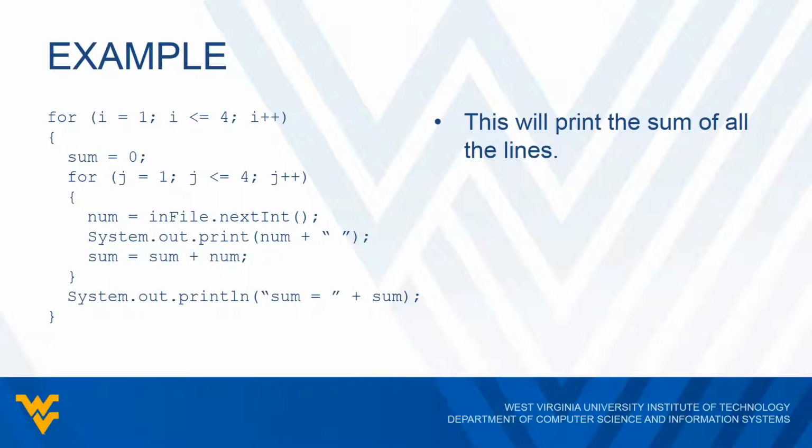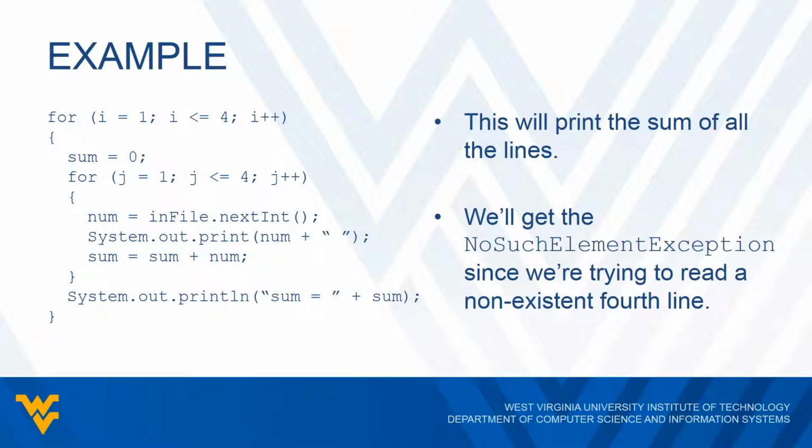So we have a for loop where we take a look at each line, and then inside the body of the loop, we'll take care of looking at each number in that line, and then we just read it in, and then we print it out, and then we take the sum of it. So yeah, this will read the numbers, and it will print the sum of all of them.